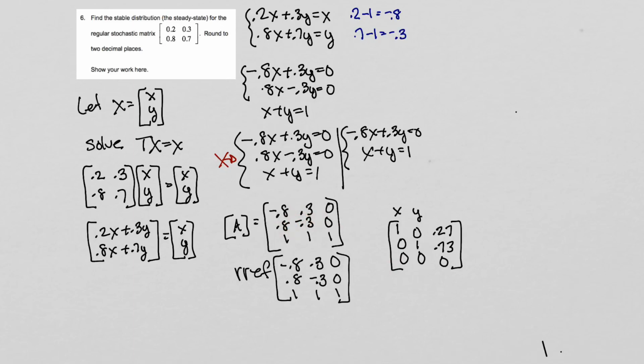So we're going to conclude now that x is equal to 0.27, y is equal to 0.73, and so our steady state is this: x equals 0.27, 0.73. And it means that 27% of the time we'll be in this state and 73% of the time we'll be in this state after we go long enough. So in the long term, here's our vector.